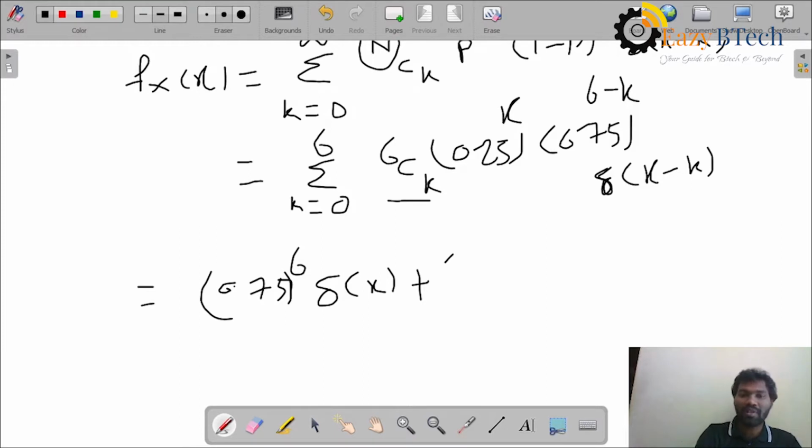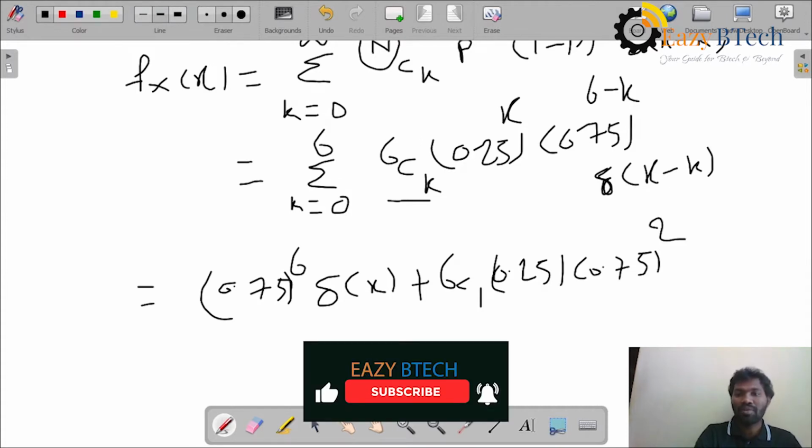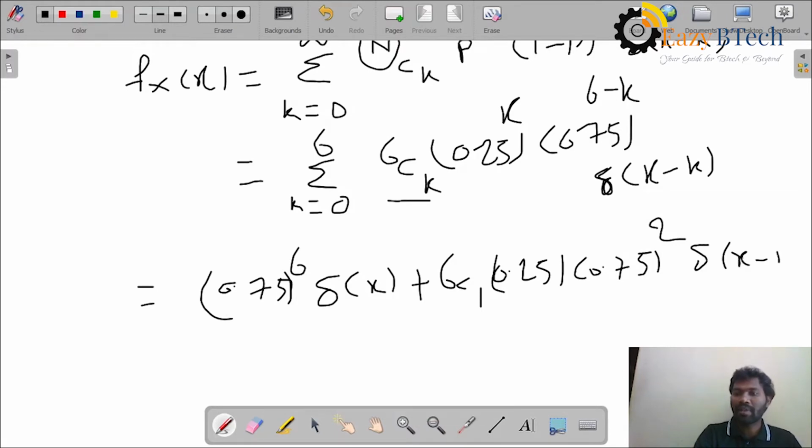If you substitute k equal to 1, it is 6C1, 0.25 into 0.75 to the power 5, into delta of x minus 1. And so on, if you substitute 2, 3, 4, 5, and if you substitute 6, it is 6C6.